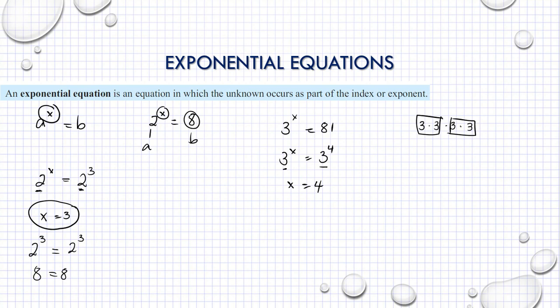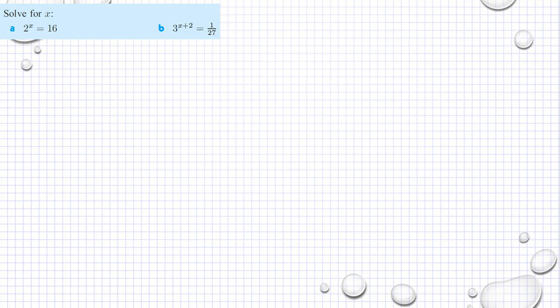Okay, let's see if we can find some examples here. Solve for x. For a, we have 2 raised to x is equal to 16, and 16 is 2 raised to 4, because 2 times 2 times 2 is 8 times 2 is 16. So we have x is equal to 4.